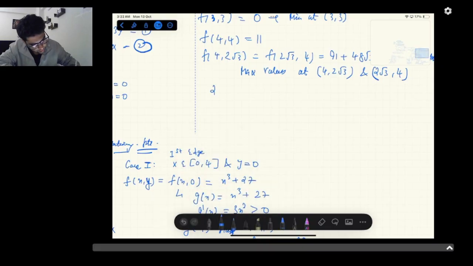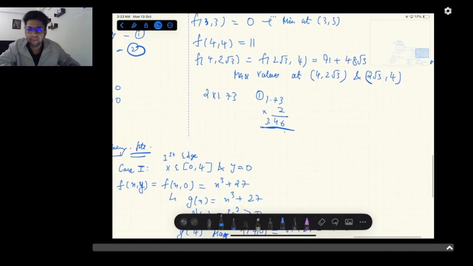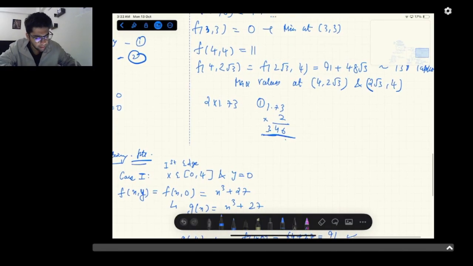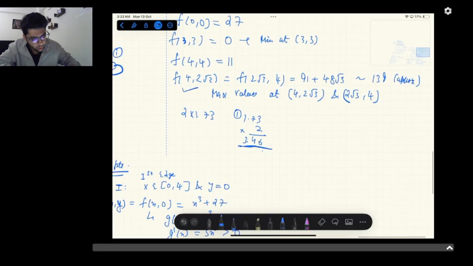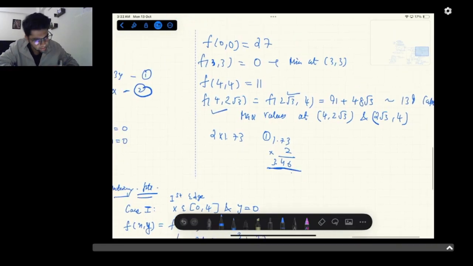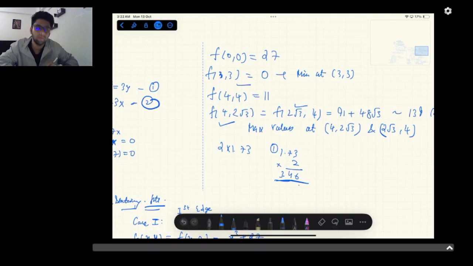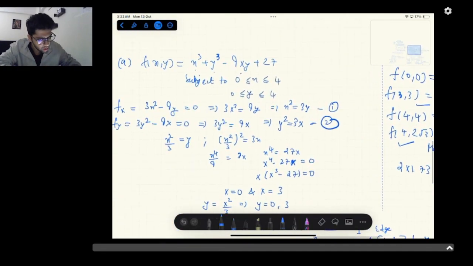So is 2 root 3, 2 into 1.73, this shouldn't be greater than 4, right? So 1.73, if I multiply this with 2, 2 3s are 6, 2 7s are 14, 2 1s are 2, and 3 point... so 3.46, yeah, this is less than 4. So they have missed this point, but the maximum should occur at 4 comma 2 root 3, 2 root 3 comma 4, and the minimum should occur at 3 comma 3, which is 0. You can just check also by putting in the values.